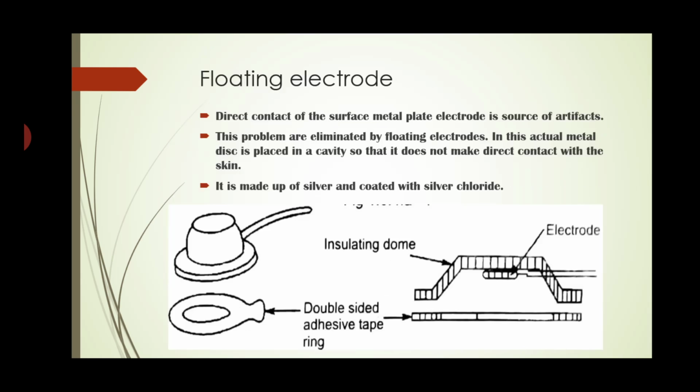Next is floating electrodes. The direct contact of the surface metal plate electrode is a source of artifacts or noise. These problems are eliminated by floating electrodes. In this, the actual metal disc is placed in a cavity so that it doesn't make direct contact with the skin. It is made up of silver and coated with silver chloride.